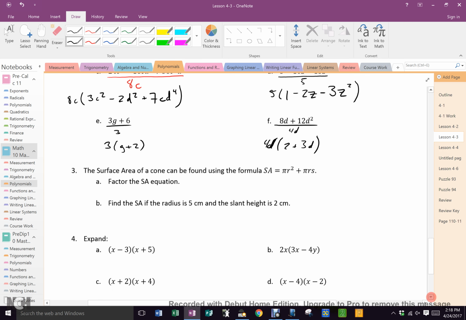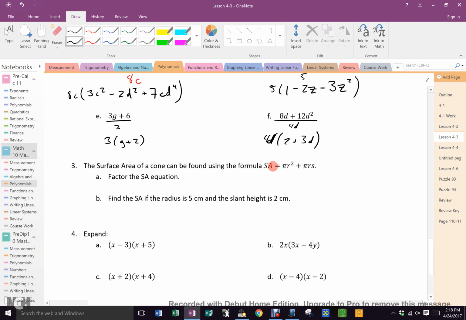All right, now, here is this equation. I want you to factor it. Notice there's no numbers. What is in both of them? Pi and how many r's? 1. So what goes on the outside? Surface area equals pi r, and what goes in the brackets? R plus S. The answers. Easy peasy, right?